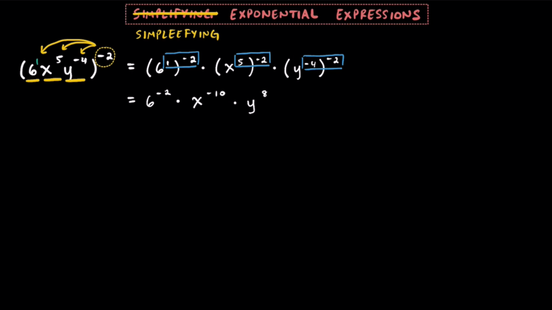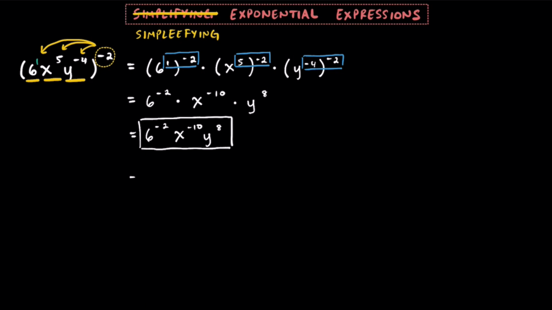So that was all the hard stuff we had to do. Now we can just take away those multiplication symbols because they're implied if we don't write them. So we can write 6 to the negative 2 times x to the negative 10 times y to the positive 8th power. And this would be the most simplified version of this algebraic exponential expression using no fraction bars.